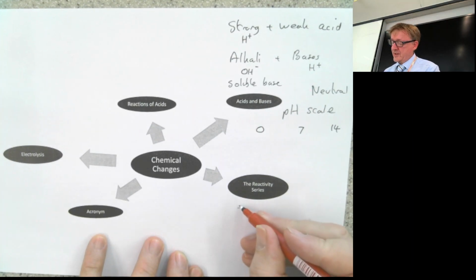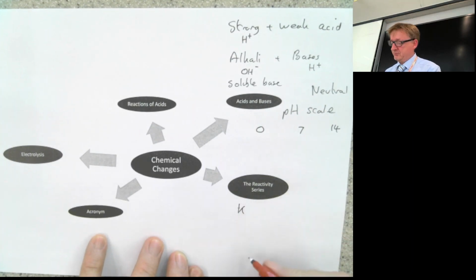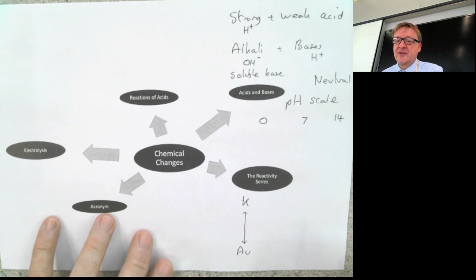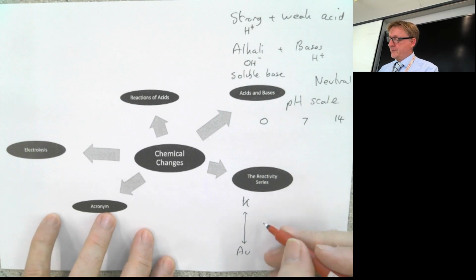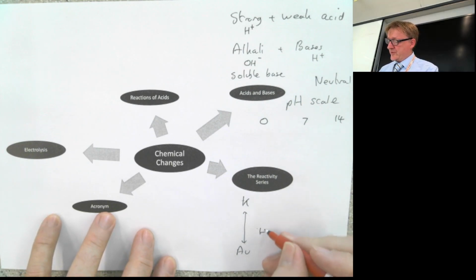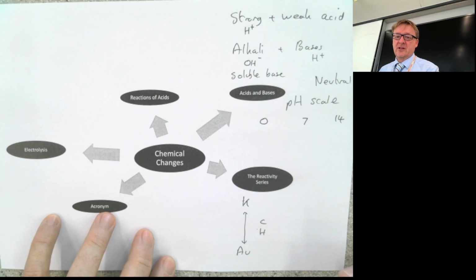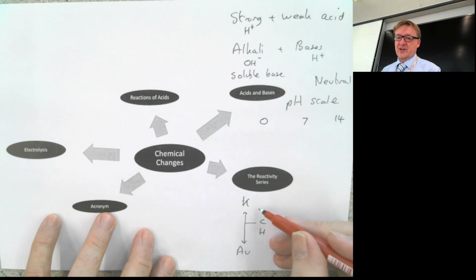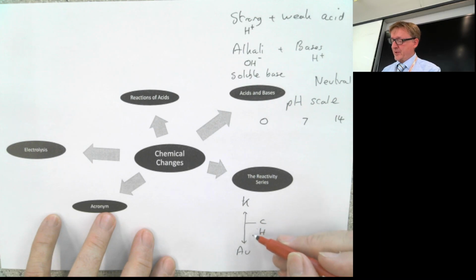Reactivity series. Usually it starts at potassium and ends in something like gold. You need to know the reactivity series. The vast majority of the elements on the reactivity series are metals, but there is also hydrogen and carbon in there. When we're talking about extraction, anything above carbon cannot be extracted by carbon, so potassium cannot be extracted by carbon. Anything below it, in theory, can be.